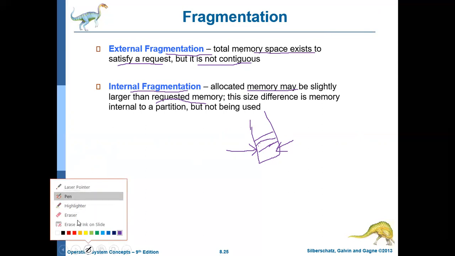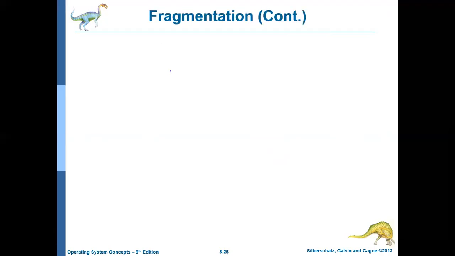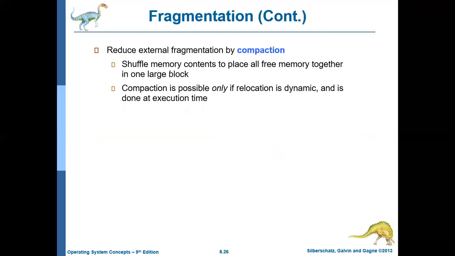variable size partitioning. In external fragmentation, the fragmented memory can be combined. If you combine all the fragmented memory, then the request can be satisfied. But as it is not combined, generally the request cannot be satisfied. So external fragmentation can be reduced or avoided by using the technique called compaction, which we have already discussed: shuffle memory contents to place all free memory together in one large block.